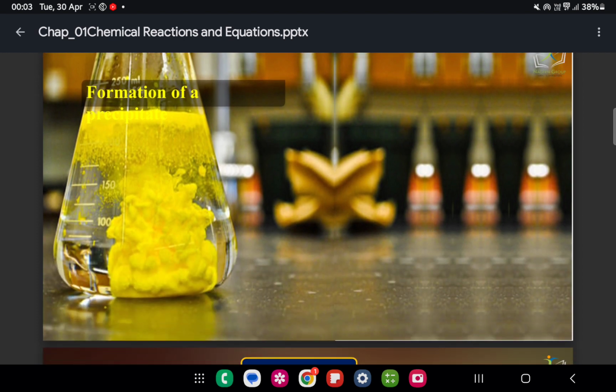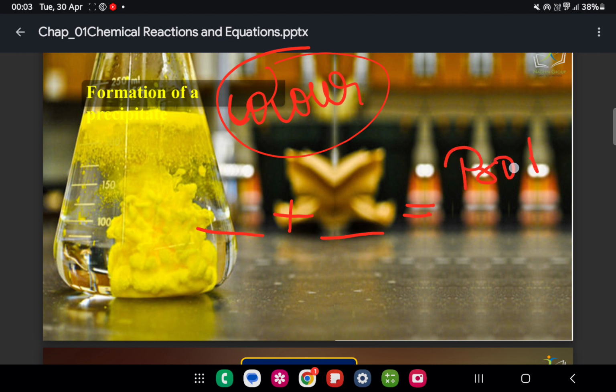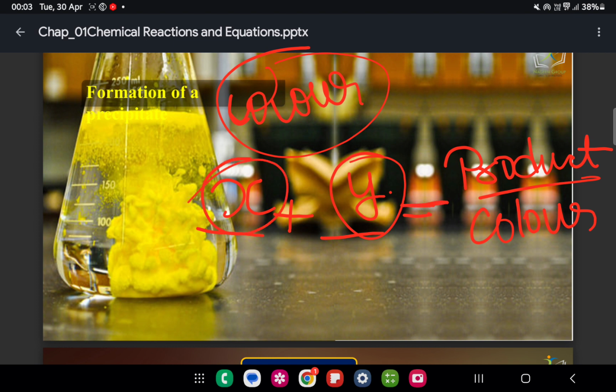Next, formation of a color. If any reactants react, they will give a product with color. Any X and Y reactants combine together with a catalyst, they will change into a product, and it may have some different color. These are all the characteristics of the reactions that take place.